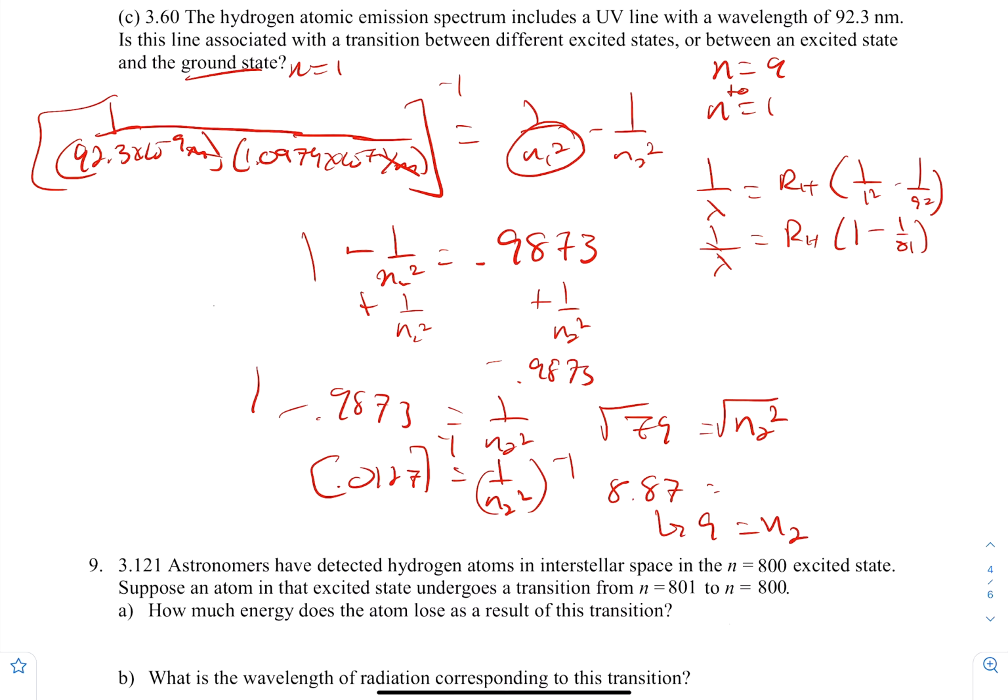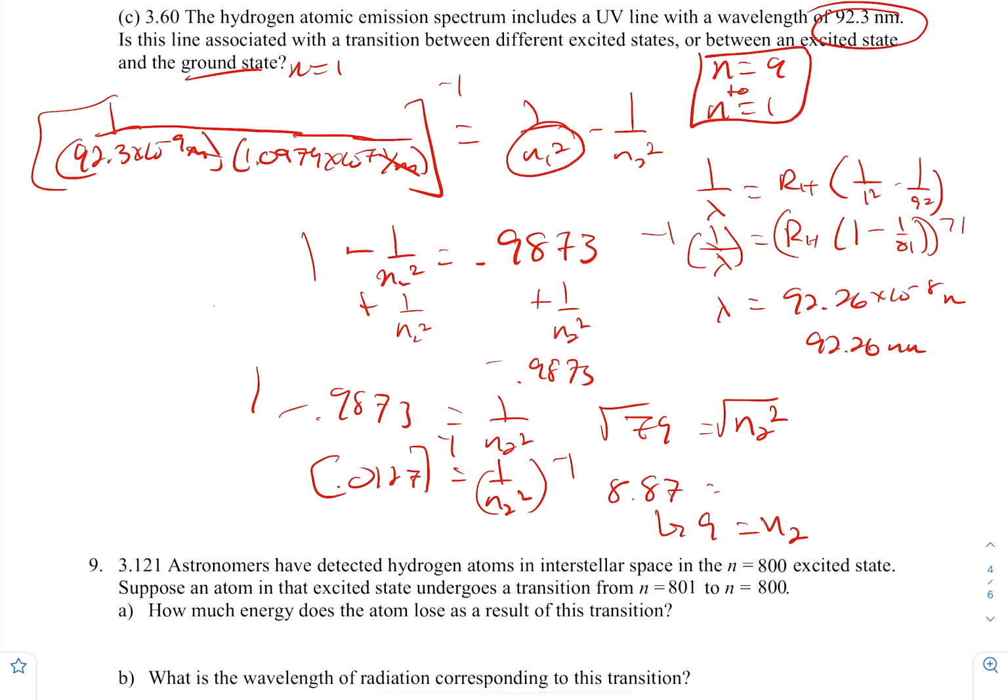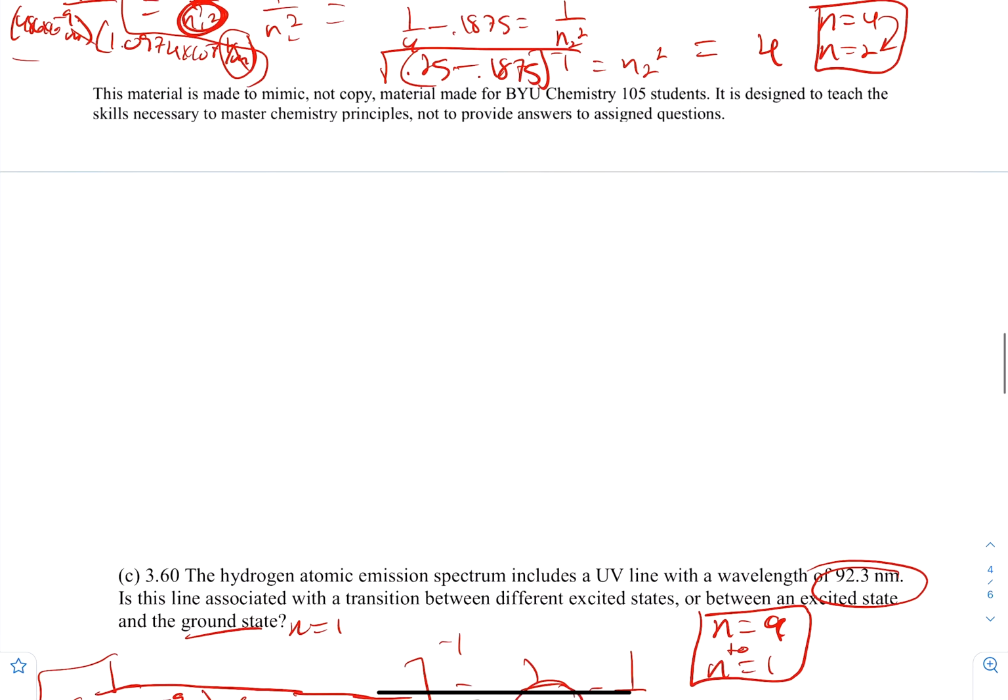And then invert it. Okay, now don't forget to invert. A lot of people just forget to do that, and that just really screws up their answer. So here I get 92.26 times 10 to the negative 8th meters, which is really just 92.26 nanometers, which is pretty much 92.3. Okay, so that's the trick. That's the trick that you want to know. So now we know for sure it's n equals 1 to n equals 9 to n equals 1.